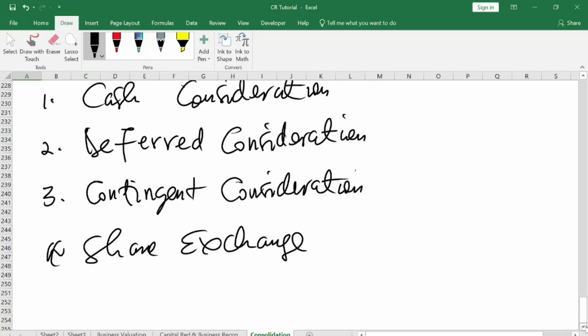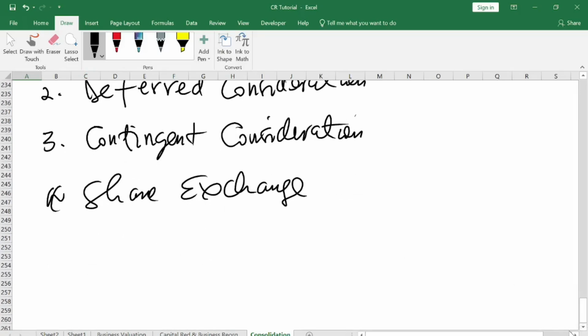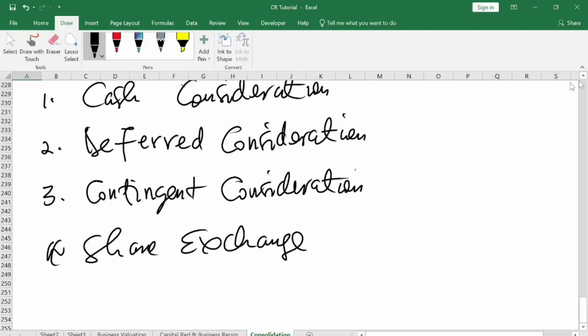Okay. So how do you understand share exchange? How do we measure share exchange? In this case, the company is not paying for the acquisition of the company through money, but through what? Share exchange. Equity. Share exchange. So how do we do it? Do you understand? How do you do it?